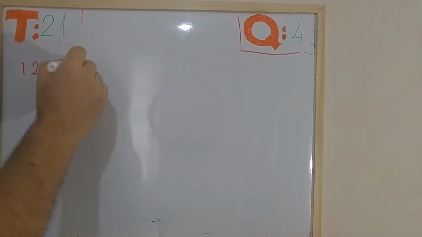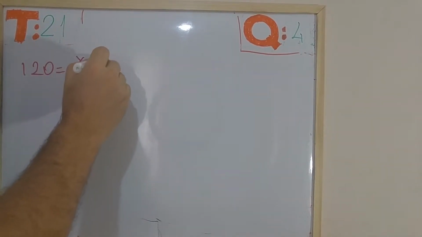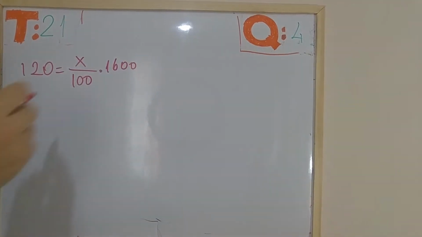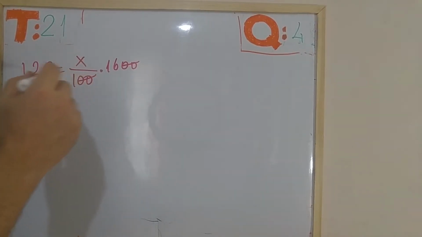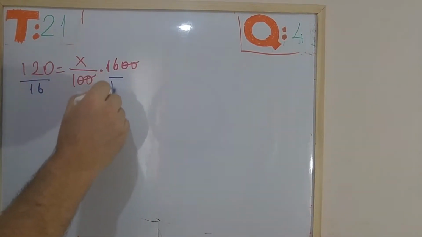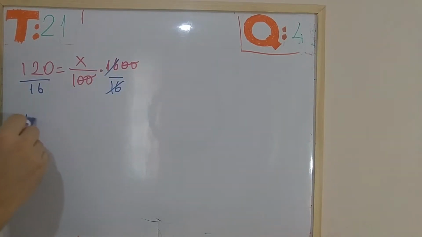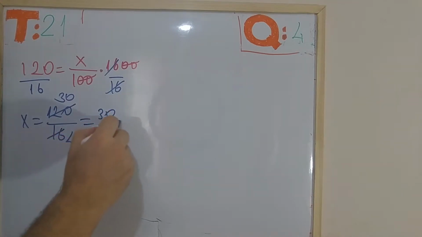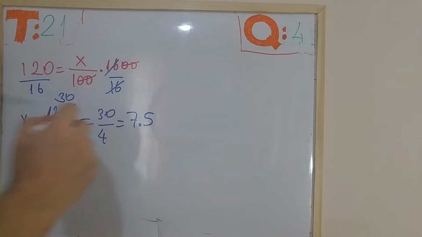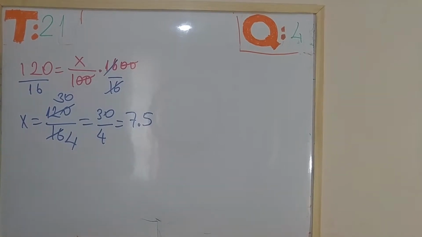120 is what percent of 1600? Let's do it, just simplification like this. And let's divide each side by 16 so that x is left alone. What I have is x is equal to 120 over 16. So we can simplify each side by, say, 4. And this is going to be left 30. 30 over 4 is equal to 7.5. Therefore, 120 is 7.5% of 1600.